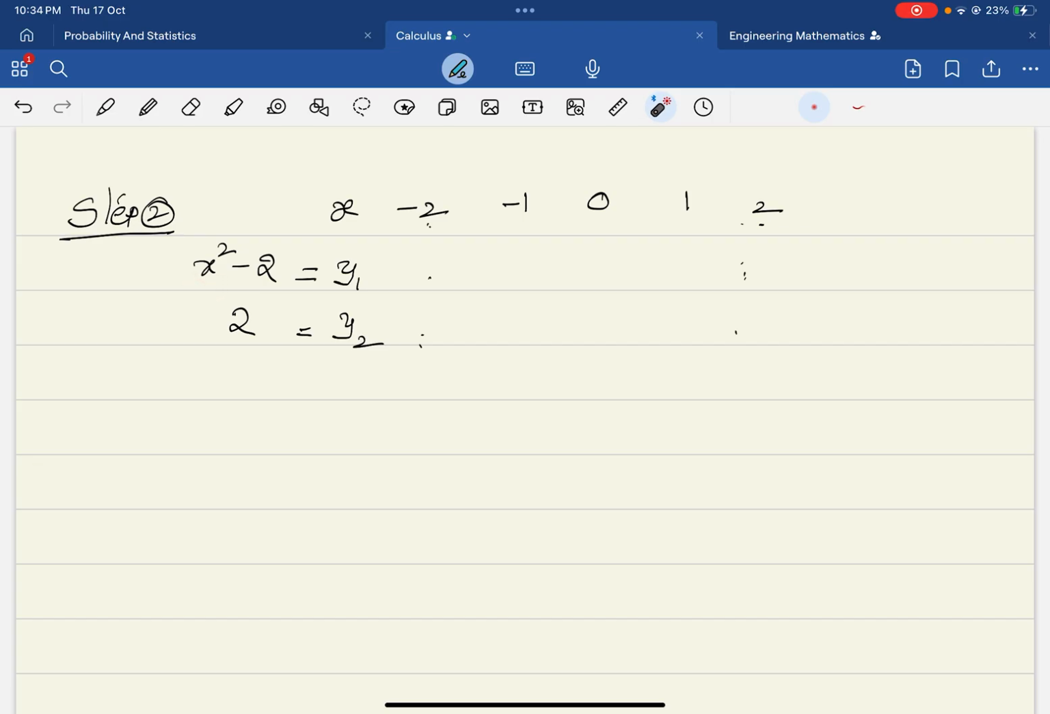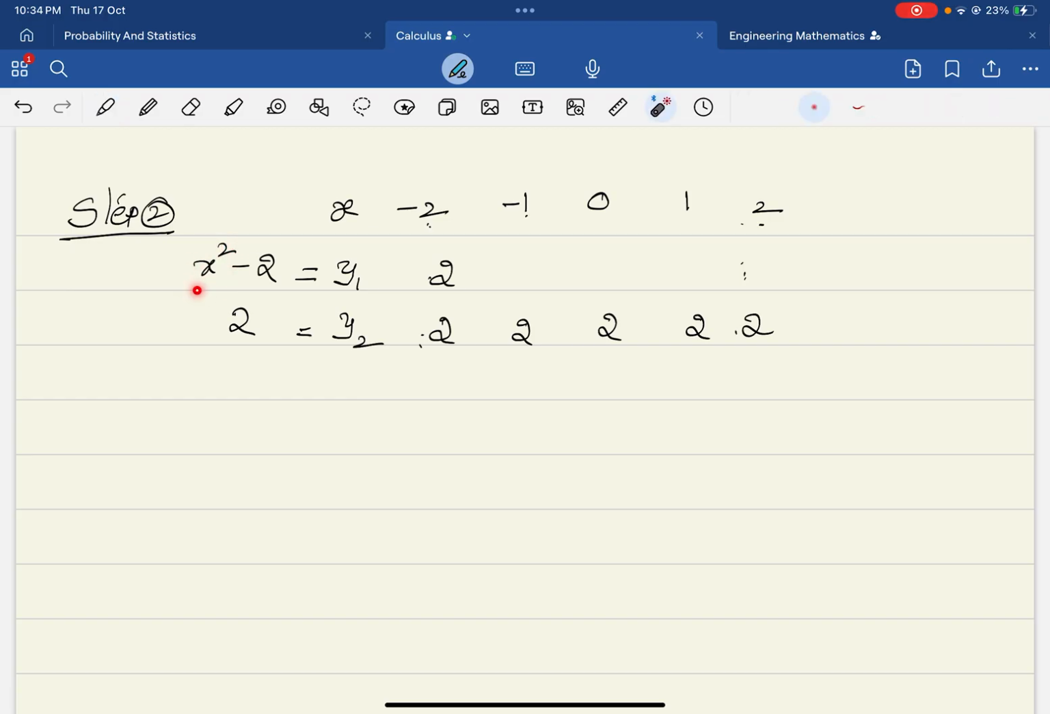Now when I put x is minus 2 in y1, what do we get? Minus 2 the whole square is 4, and 4 minus 2 is 2. So the value is 2 here. Now whatever the value of x, y2 is a constant, so it is always 2. Okay. And now when x is minus 1, what is the value here?